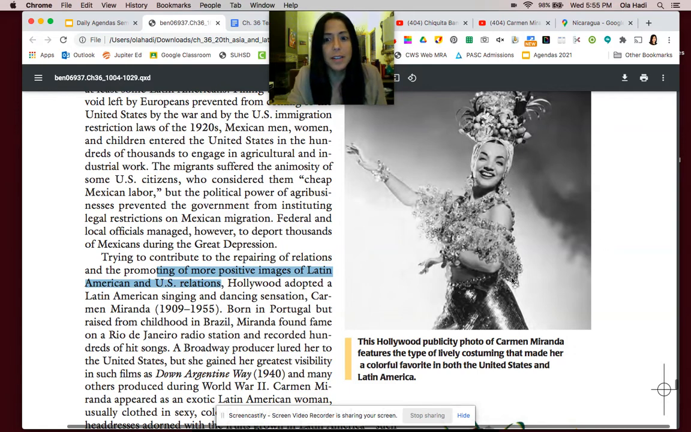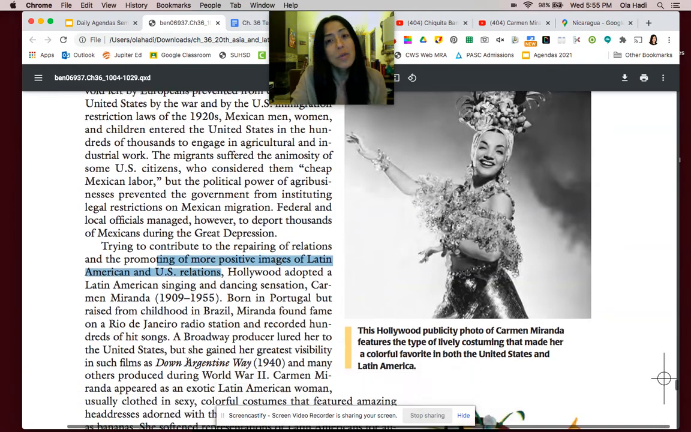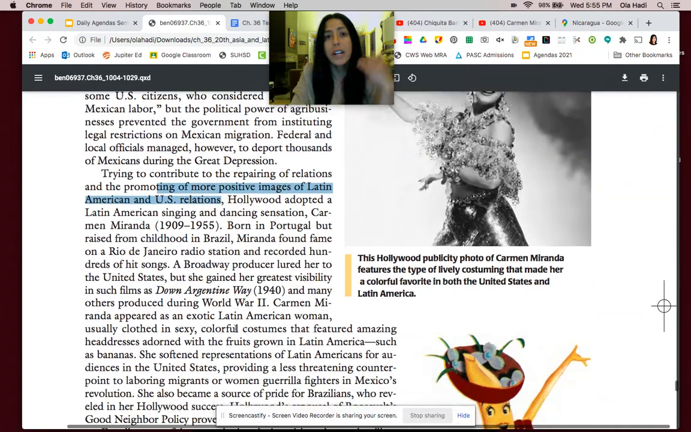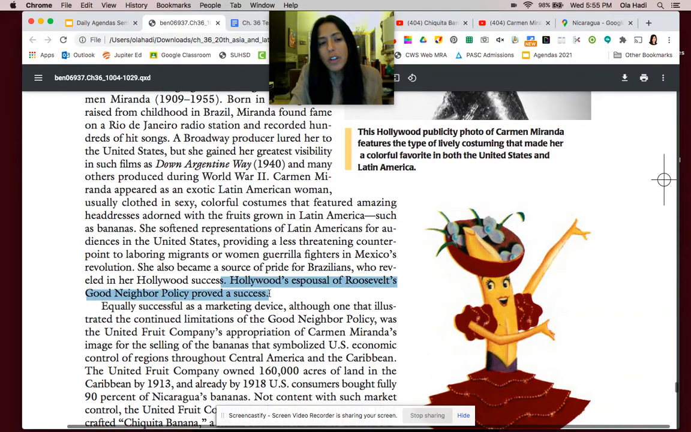There was this famous dancer, singer named Carmen Miranda. She's actually born in Portugal, but lived in Brazil when she was basically encouraged to come to the United States and become this Hollywood icon that represented Latin America. And she was this sexy, beautiful Latin American woman. And she would wear these, quote unquote, exotic foods on her head, these headdresses made of things like bananas, which many Americans had never seen. And so this is part of the intentional desire to create a more positive image of Latin Americans and soften the relationship with the United States. So this is part of the Good Neighbor Policy.